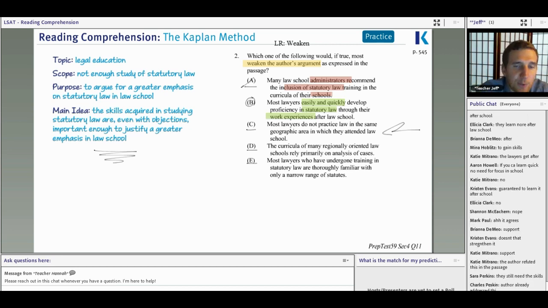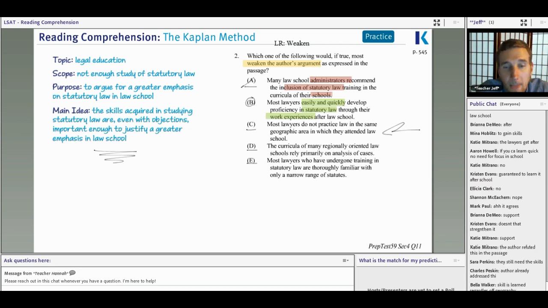Katie, the author refutes this. Sarah, right, they would still have the skills. Charles, the author addressed this. Bella, exactly right. They still learn despite geography.